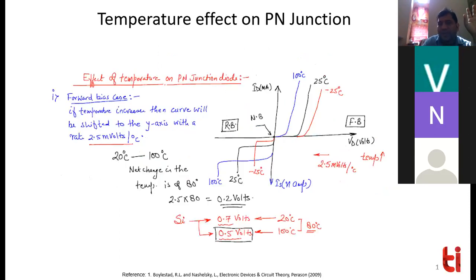Okay, so these things we have already seen, and we were talking about the effect of temperature on a p-n junction diode. Let's say you are taking a characteristic at minus 25 degrees Celsius. Definitely at minus 25 degrees Celsius you have fewer minority charge carriers, because the number of electrons jumping from the valence band to the conduction band is less at low temperature. So if the number of minority charge carriers is less, definitely the IS is going to be less.